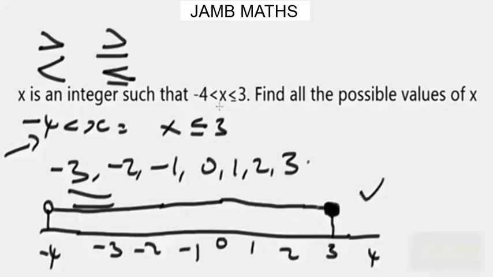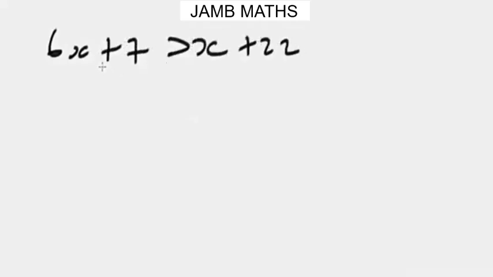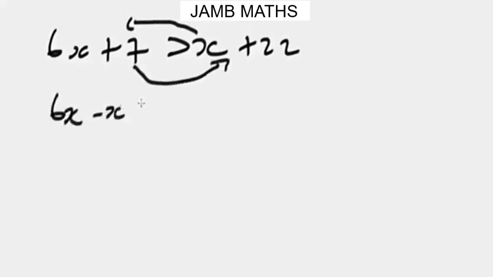Now let's wipe this and look at another example. Okay, now let's say we are given this problem on inequality. We have something like 6x plus 7 is greater than x plus 22. Now I have to solve this. To solve this, you collect like terms. So the letter terms come together and the number terms come together. So this x will cross the inequality sign and change to negative. This 7 will cross the inequality sign and change to negative. So then you have 6x minus x is greater than 22 minus 7.